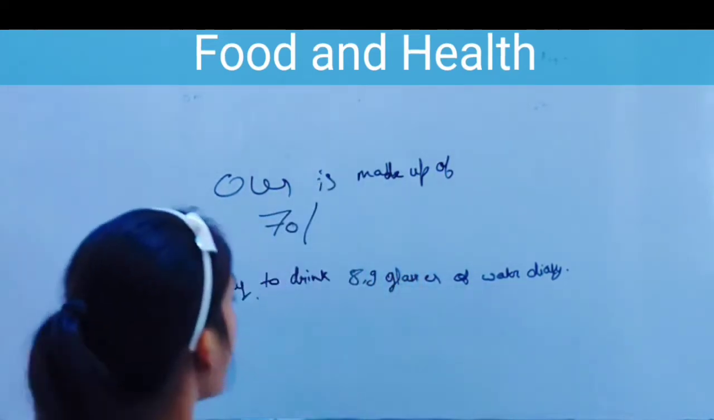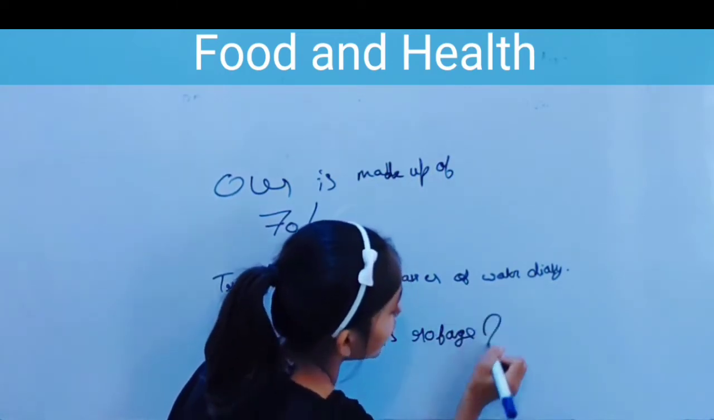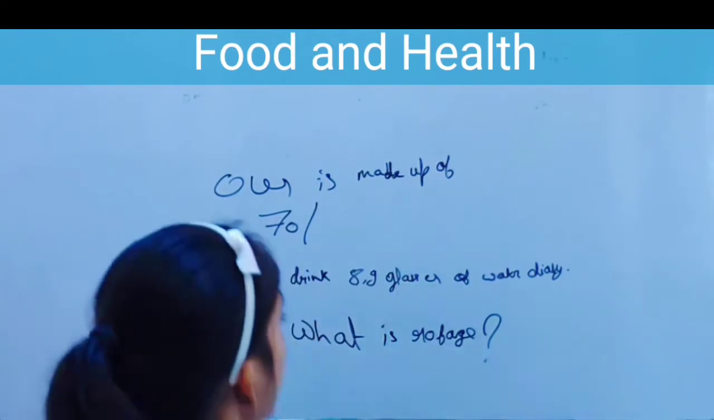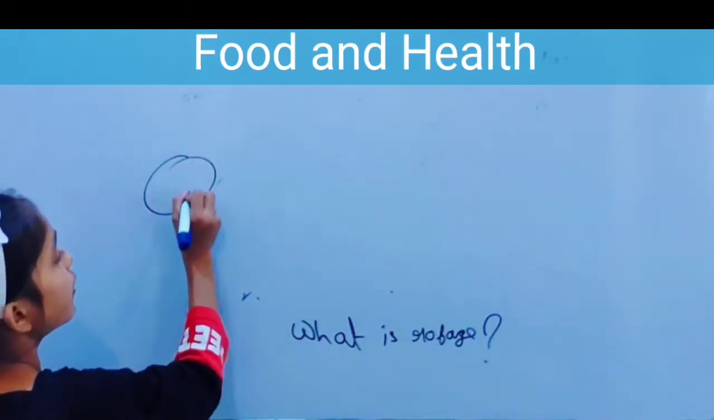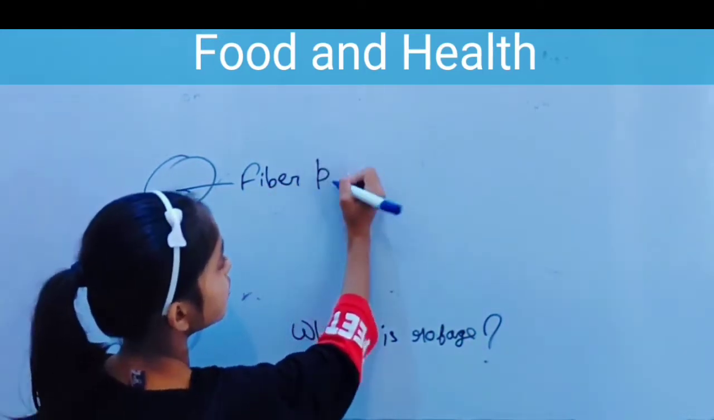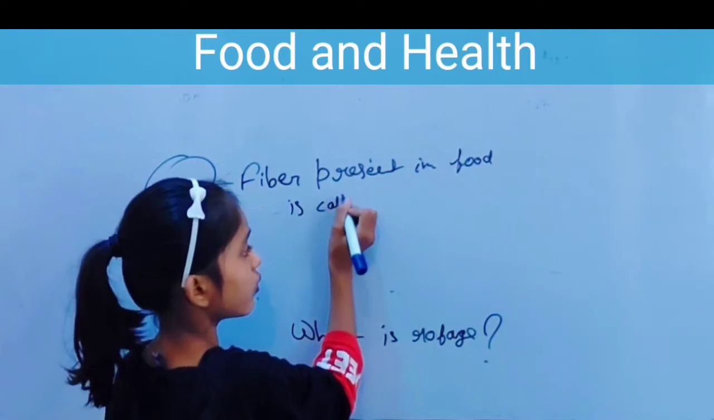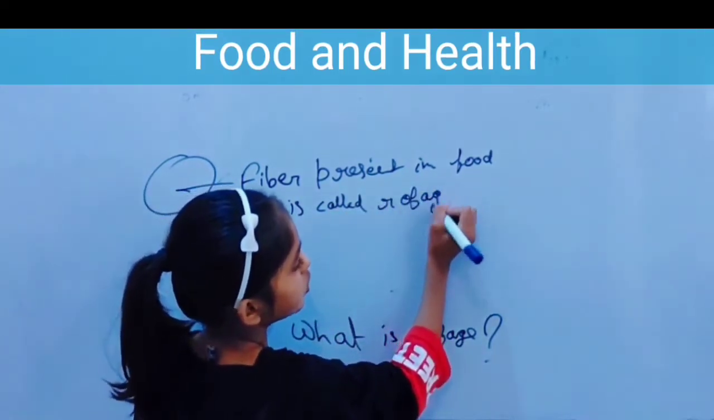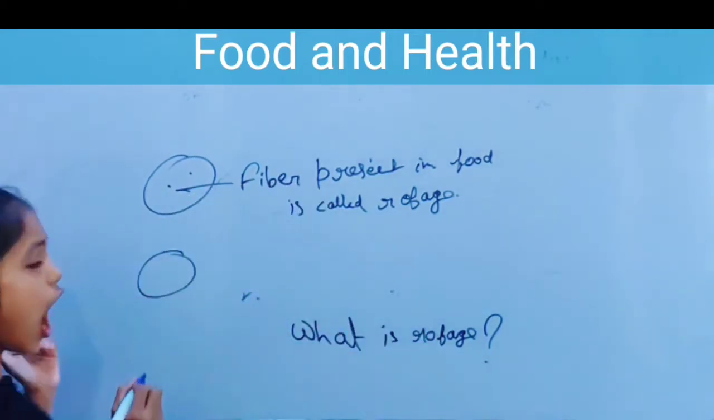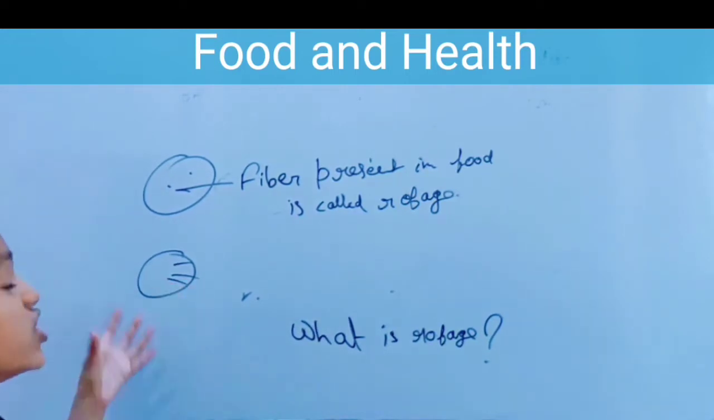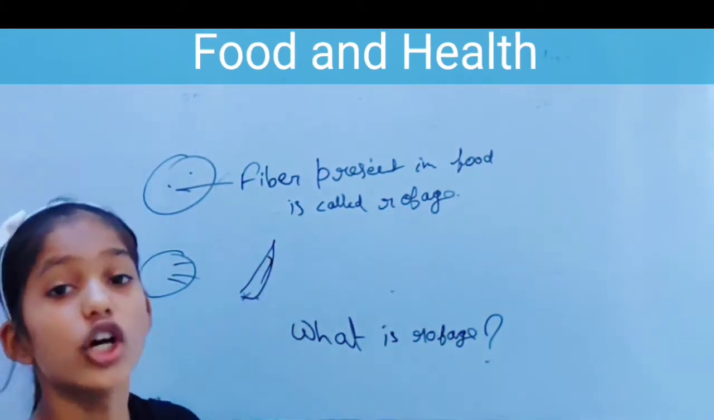Now what is roughage? In your mind it will be going, what is roughage? So here I will tell you. The fiber which is present in food is called roughage. Like if you have seen a mango seed, the thin fibers that come out of it are the fiber, and that is also roughage. Like a banana, the peeling sides that come from it are also roughage.